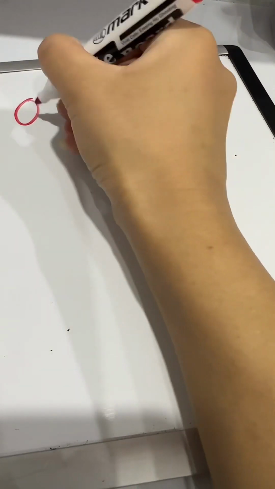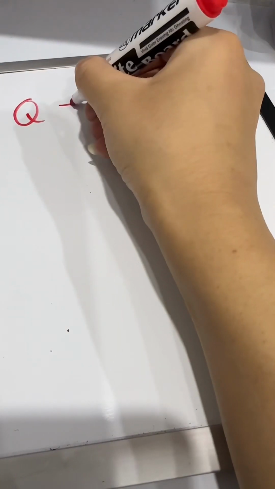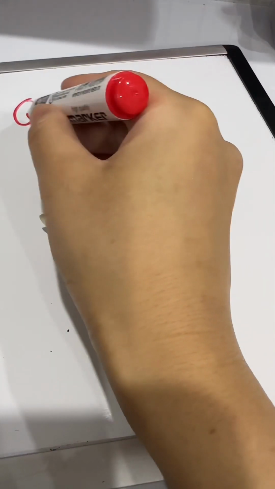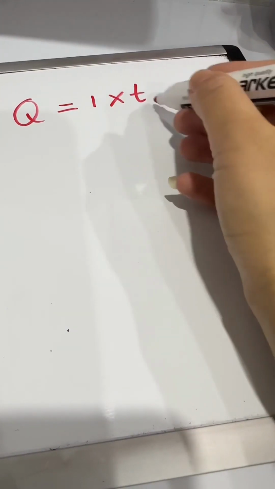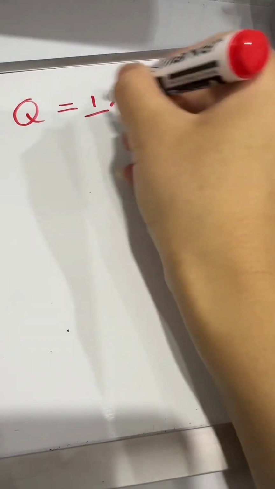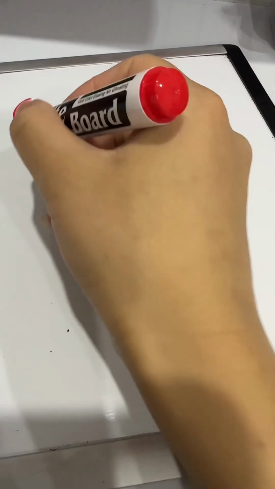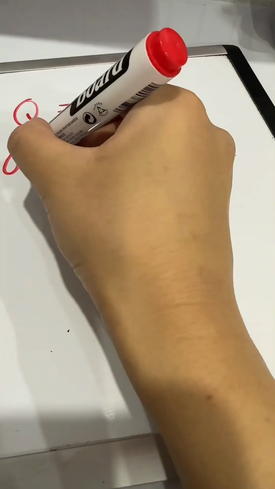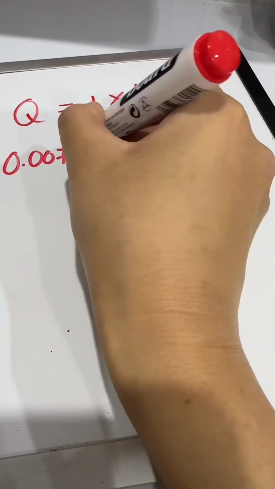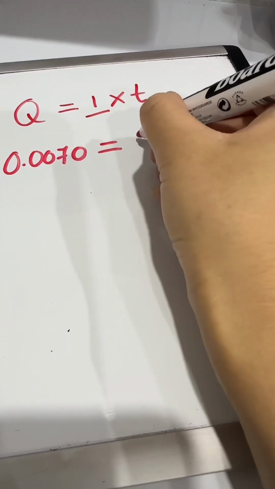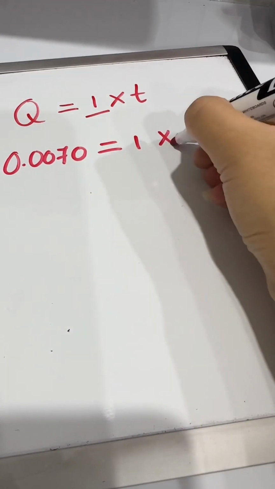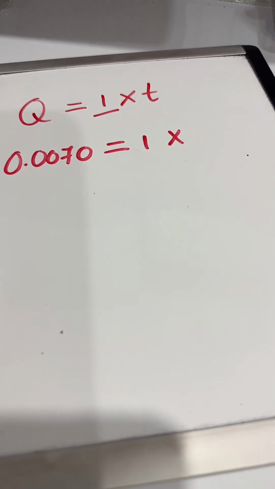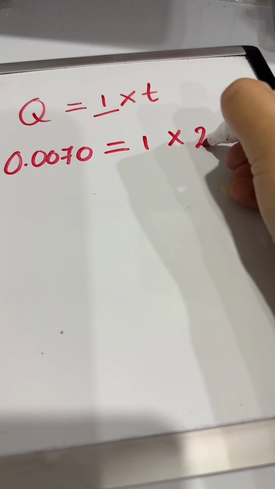Now, the next equation we are going to use is Q equals IT. I is the current, T is the time. We already have the charge from the previous calculation, so we're going to put that value into the equation to make it easy to understand. So I'm going to write 0.007 equals current times the time, and we need to work out the current, because that is what the exam question is asking us.